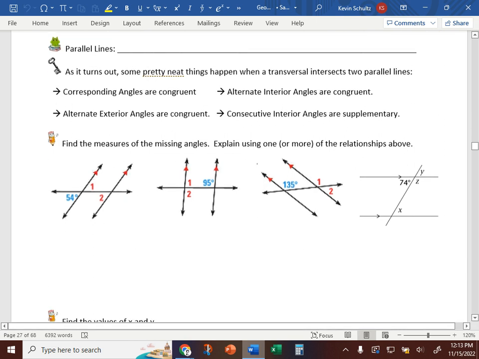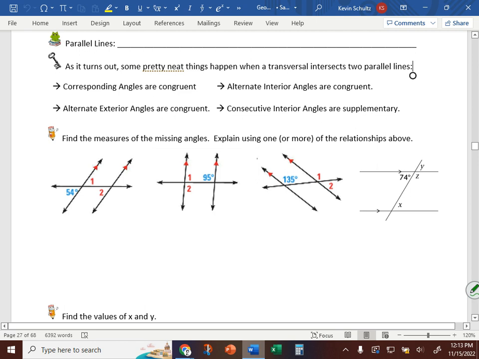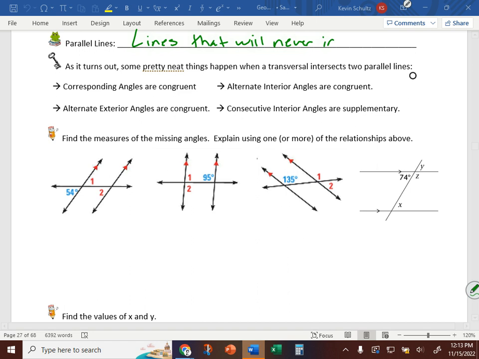But first of all, let's remind ourselves what parallel lines are. When we talk about parallel lines, what do we mean? Lines that will never intersect. Okay. Parallel lines, lines that will never intersect. And when you have those parallel lines with the transversal, all these corresponding, alternate interior, alternate exterior, consecutive interior, all of a sudden they have these relationships.